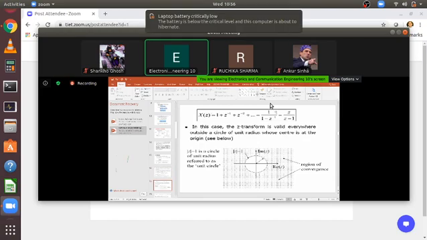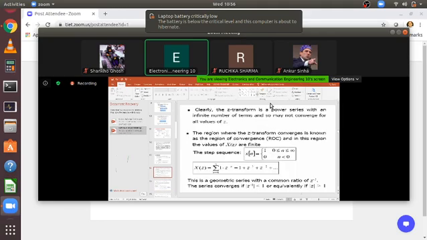So we can say this is an infinite GP series. So what is the sum? It is 1 over 1 minus the common ratio, which is z to the power minus 1, so 1 over 1 minus z to the power minus 1. So you can get this as z over z minus 1, for mod z greater than 1.